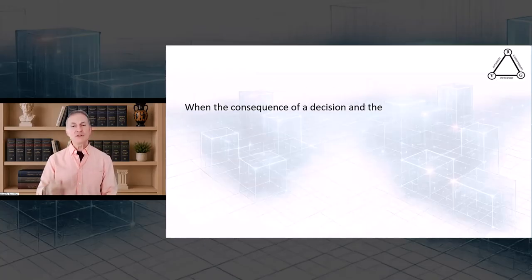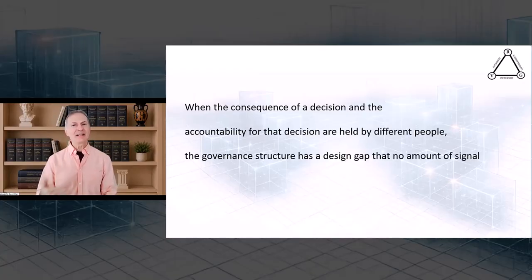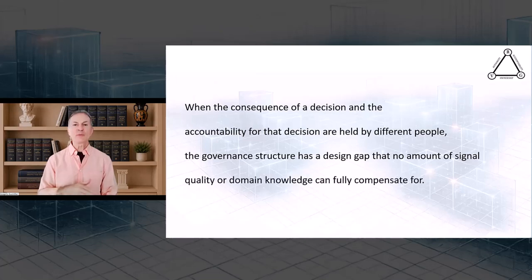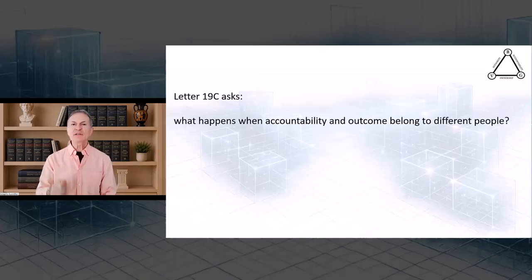When the consequence of a decision and the accountability for that decision are held by different people, the governance structure has a design gap that no amount of signal quality or domain knowledge can fully compensate for. Letter 19C asks, what happens when accountability and outcome belong to different people?